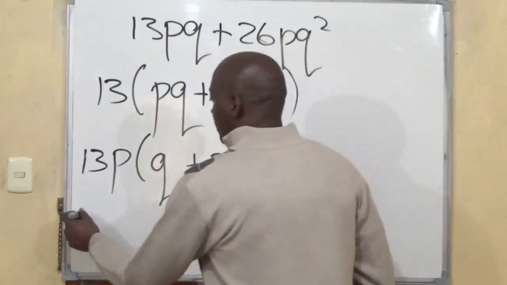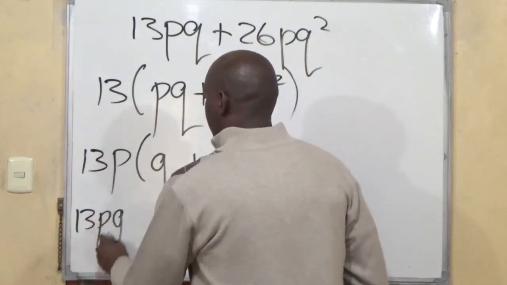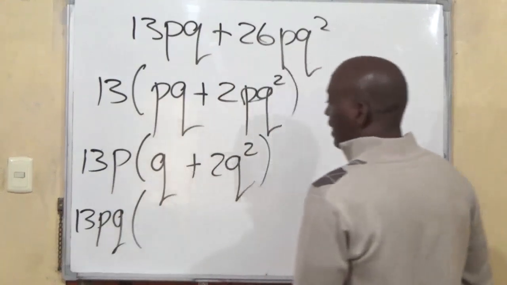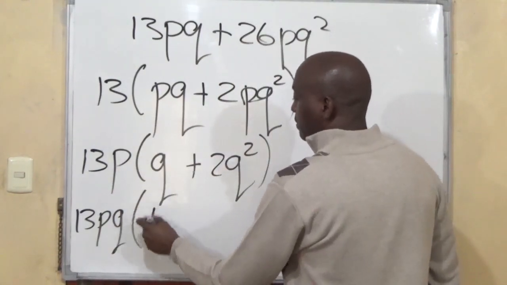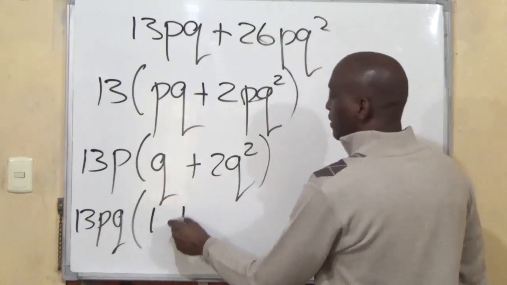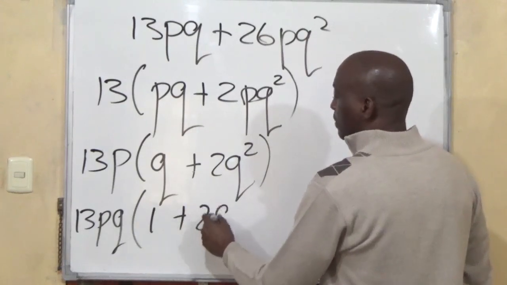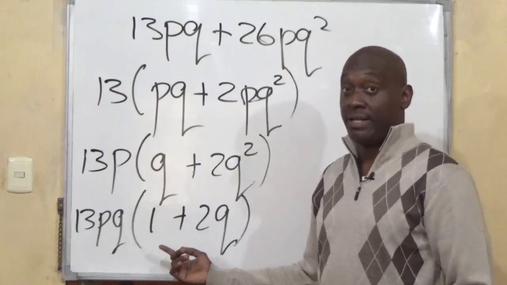So you have the 13 by the p already on the outside. 13, p, and then you have the q. Again, the q is the latest variable. So q into q is 1. Q into 2q squared will be 2q. And that is your final answer.